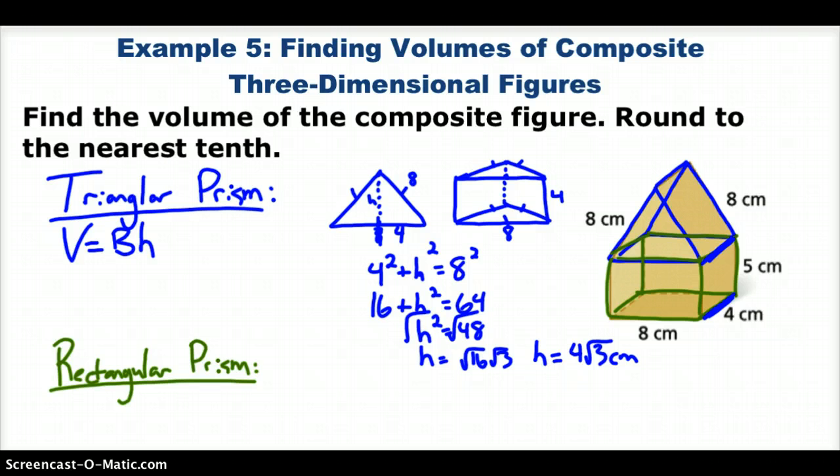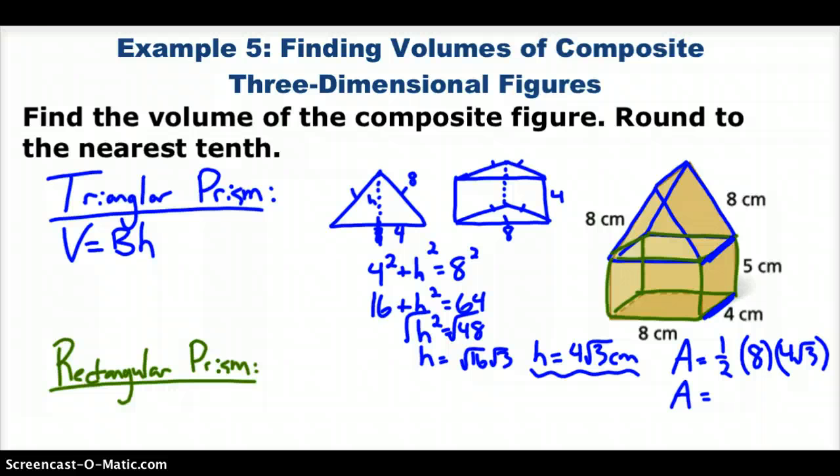Now, remember, I'm still not quite done finding the area of this. Our area of our triangle is going to be equal to 1/2 times 8, the base of the triangle, times the height of the triangle, which is 4 radical 3. So the area of the base of our triangle, we could call this capital B if we wanted to, would be 16 radical 3. Half of 8 is 4, and 4 times 4 rad 3 is 16 radical 3 square centimeters.